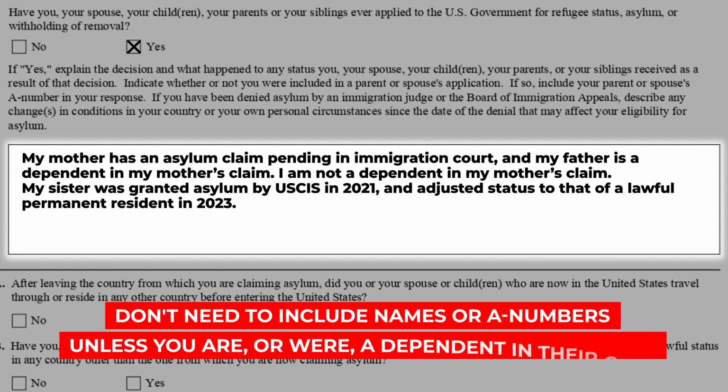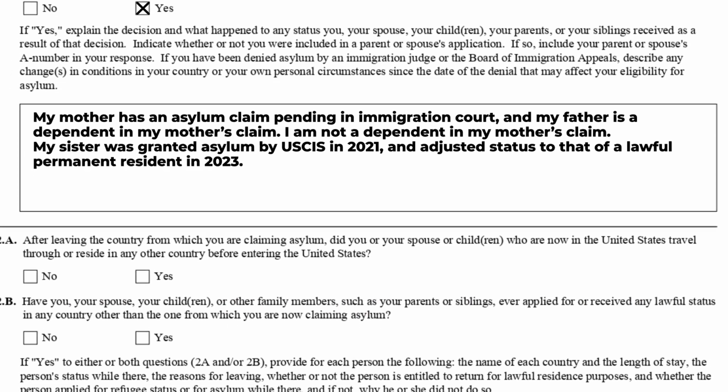Note that you do not need to include their names unless you were included as a dependent in the claim of your parent or spouse. In that case, you should also include their A number, but if you were not a dependent in their claim, you would not need to provide their A number. All right, with that, we're moving on to number 2A.